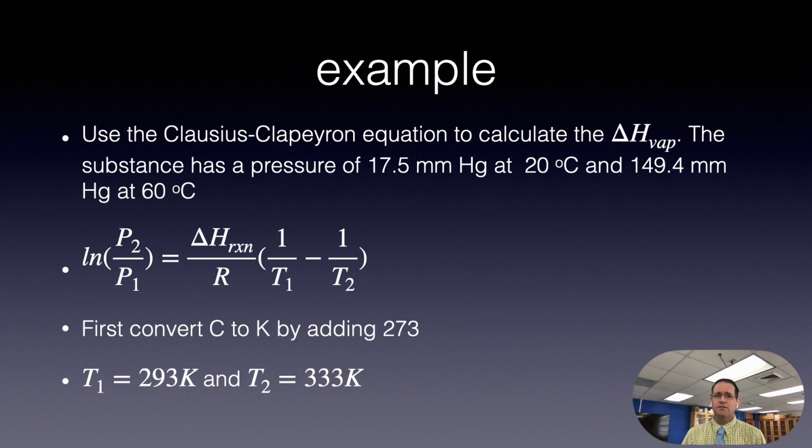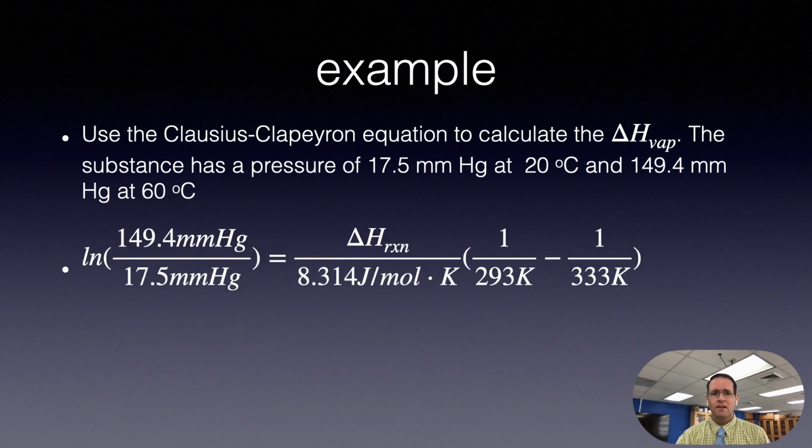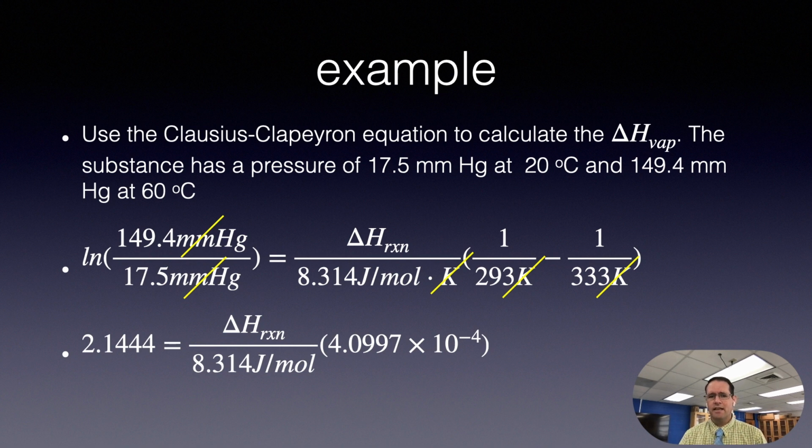Convert everything to Kelvin. So add 273.15 to all of the Celsius numbers to get your temperatures in kelvins, all right? And go ahead and plug those into your equation here, all right? And we'll do this stepwise here. On the left-hand side, you can see how the millimeters of mercury are going to cancel.